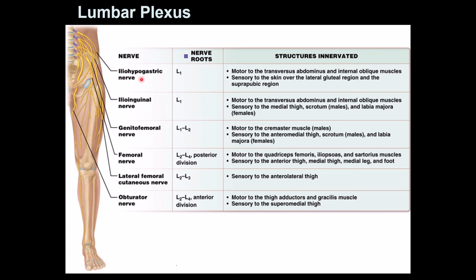The sensory of the iliohypogastric supplies the suprapubic area, and also the lateral gluteal area, so from here to here it supplies the skin of that area. The ilioinguinal and genitofemoral sensory are the same. Look at the name: genitofemoral supplies the genitalia and also the femoral area, which is this part of the thigh.